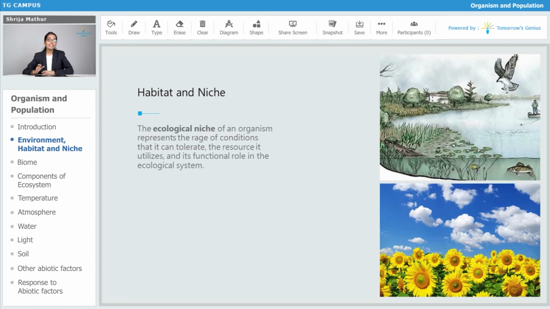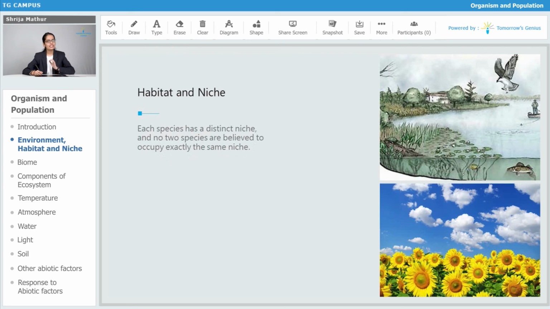The ecological niche of an organism represents the range of conditions that it can tolerate, the resources it utilizes, and its functional role in the ecosystem. Now, a niche is representing a small organism's place. What kind of resources it utilizes and how it participates in the environment is dependent upon the niche, the environmental conditions which are present for that organism.